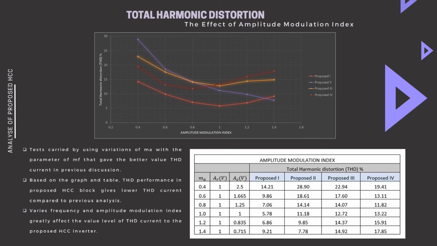Second, the effect of amplitude modulation index, when the test was carried out by using variation of MA with the MF parameter that gave the better THD current value in the previous discussion. Based on the graph and table, THD performance in the proposed HCC block gives lower THD current compared to the previous analysis. So, frequency and amplitude modulation index greatly affect the THD current level of the proposed HCC inverter.